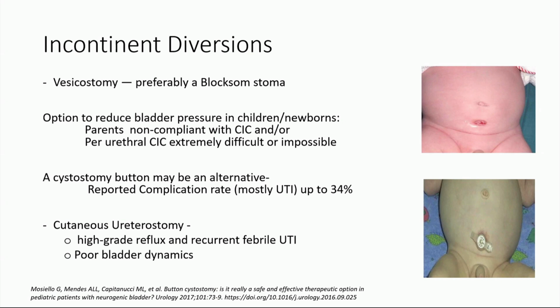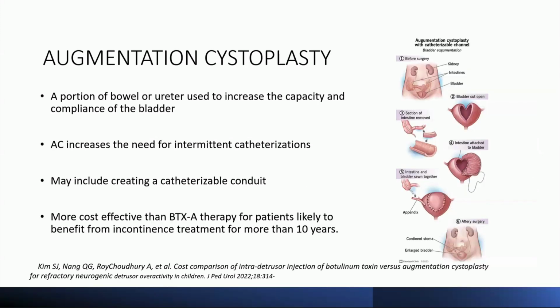Cutaneous ureterostomy is another form of incontinent diversion that can be a surgical alternative in the setting of high-grade vesicoureteral reflux and recurrent febrile UTIs and a poor bladder dynamic that precludes the consideration of vesicostomy. Overall, these are incontinent diversions. They need to be reserved for infants prior to the typical toilet training age, and less commonly in older children.